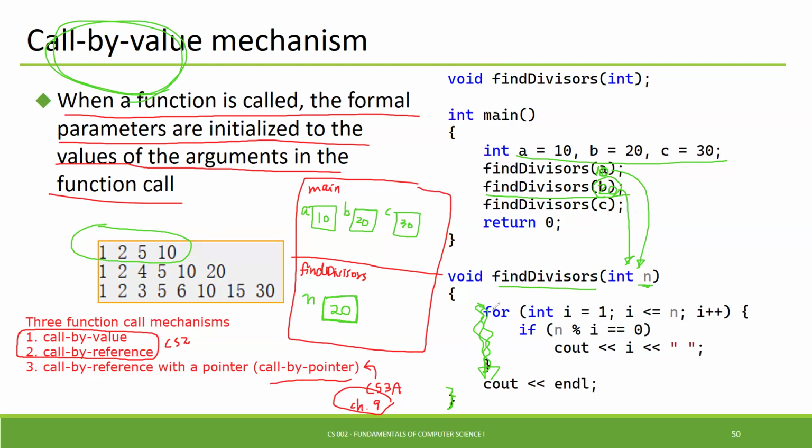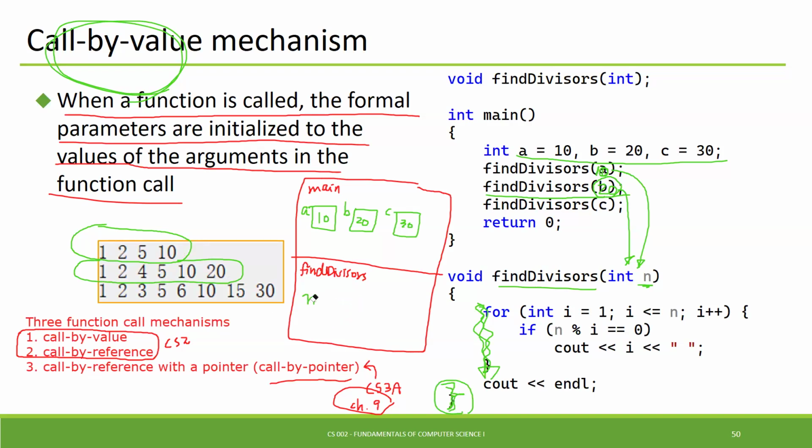So do the same thing. The computer will find the factors of n. These are the factors of 20. And when the function ends, n will be gone.